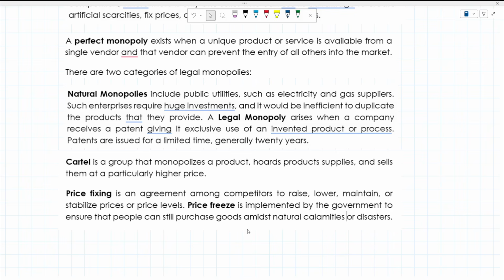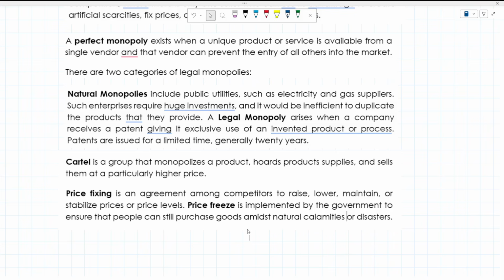So, this is a group which hoards particular products, and by hoarding particular products, they create a temporary scarcity, an artificial scarcity. When we say artificial scarcity, the demand gets high because the supply is limited. Paunti-unti yung nire-release nilang supply para tumaas yung presyo. So, this is very illegal.